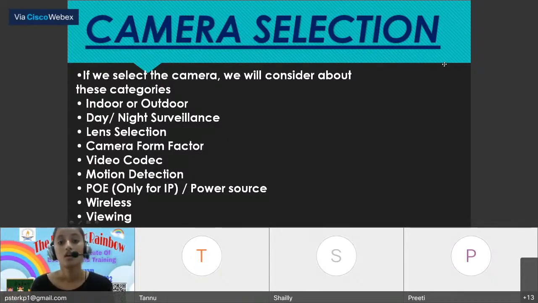Next, camera selection. How can we select a camera? If we select the camera, we will consider these categories. Indoor or outdoor means, first of all, we will see whether we want to buy the camera for indoor purposes or for outdoor purposes. As I told you, there are different cameras for indoor security and outdoor security. Second, day and night surveillance. Lens selection, how to select a lens. Camera form factor, video card, motion detection, POE. POE stands for Power Over Ethernet, only for IP, or power source. Wireless or viewing.